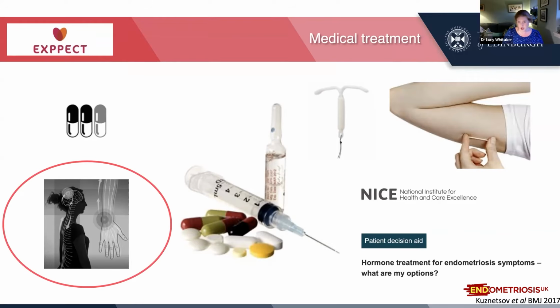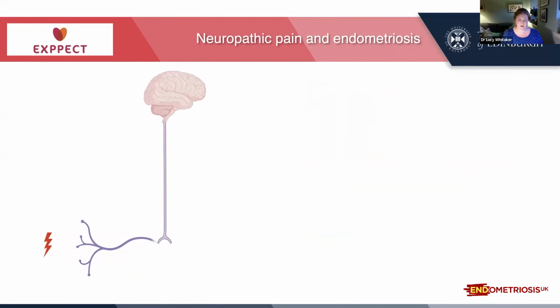So neuromodulators are medications to treat neuropathic or nerve pain. And what I mean by neuropathic pain is pain that comes from damage to nerves or the nervous system not quite working as it should do. Now, why is this relevant in endometriosis?